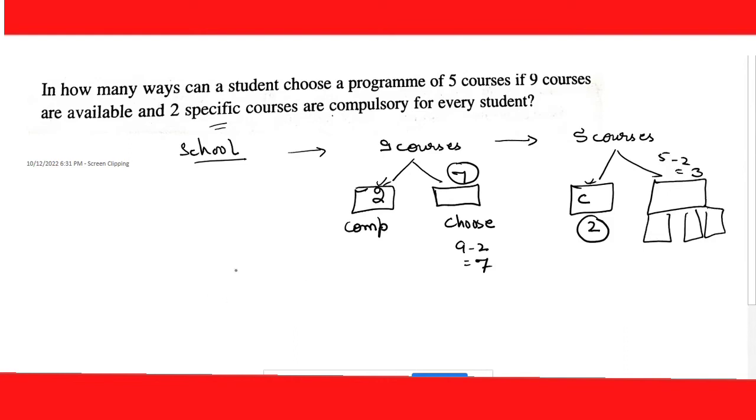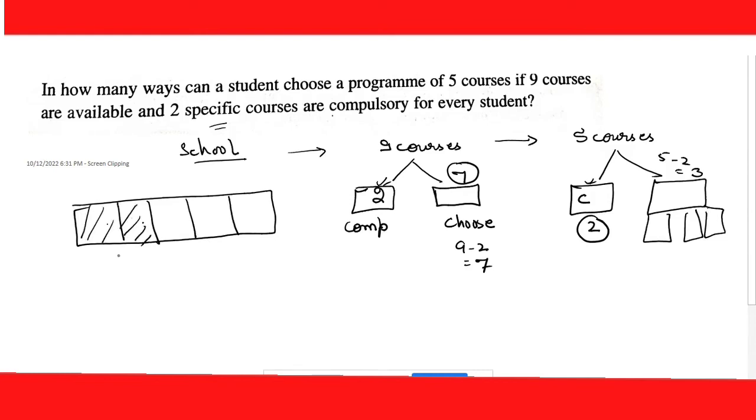So what's the right answer? Listen, we have to choose 5 courses: 1, 2, 3, 4, 5. Now, 2 are compulsory. We can't do anything. For example, one is Hindi and the other is English. We can't do anything for them. Now we have to choose only from the rest.